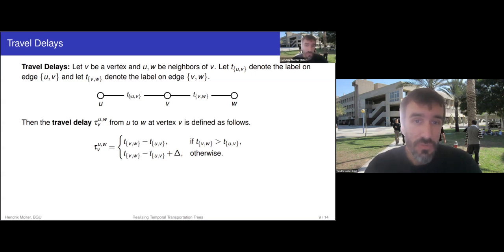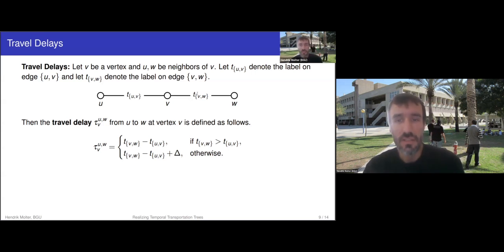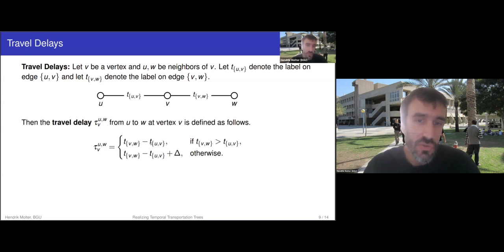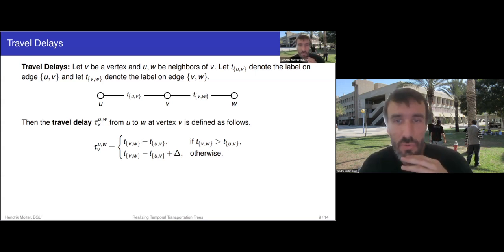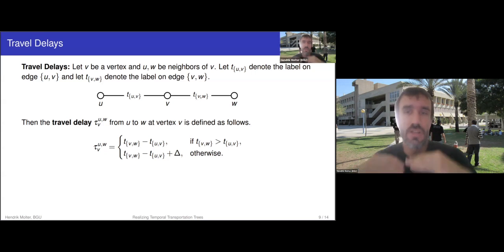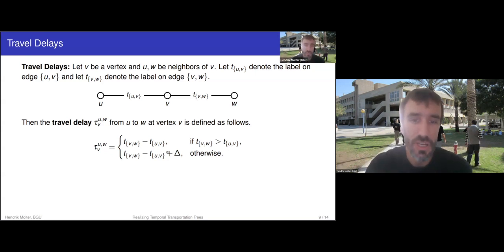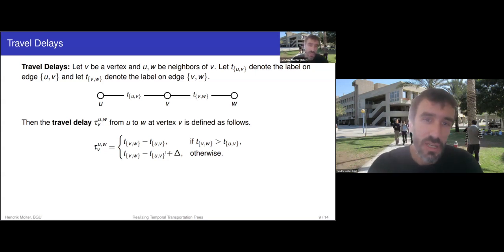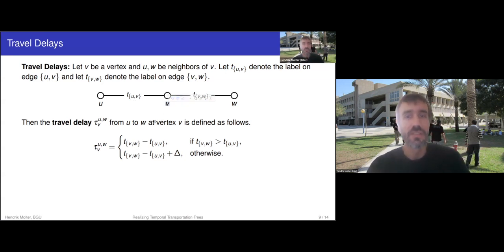So if this is the larger label, if the second label is the larger one, then we just subtract the two labels, and otherwise we know that we will actually not use that label, but one delta period later, so we have to add delta to it. And this essentially just quantifies how long we are waiting at this intermediate vertex V.